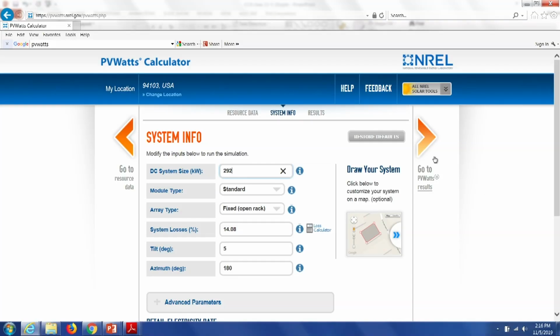Okay, so then you've got your own zip code in there, and I put system size right here. What was our size again? 292, something like that? All right. Leave everything else in. There are certain defaults that they use from averaging, like system losses and things like that. We can let those go. This is the benchmark industry standard program.